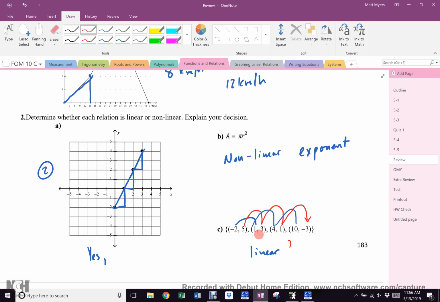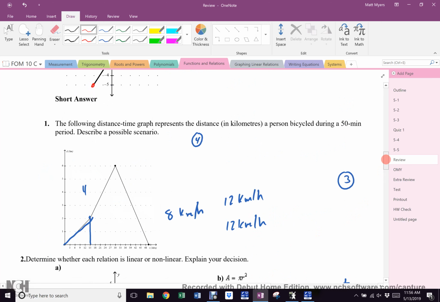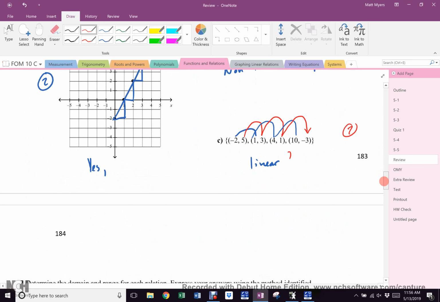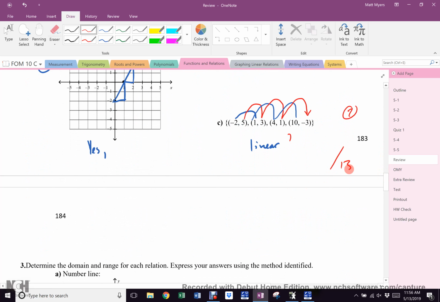Everybody cool? So that's out of 2. So this page is out of 1, 2, 3, 4, and 3 is 7, and 2, 4, 6 is 13. Everybody is good?